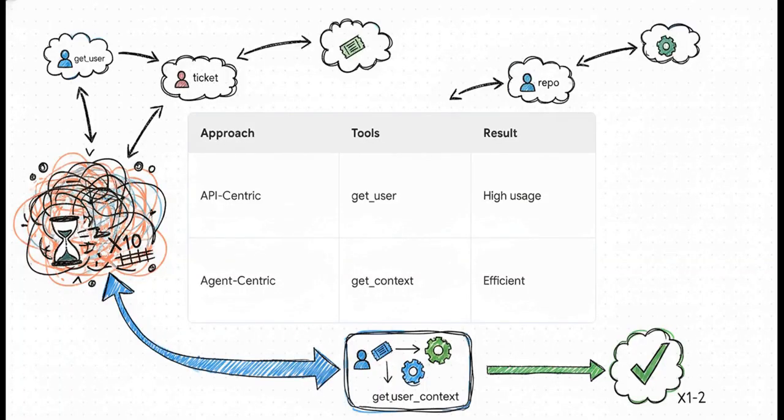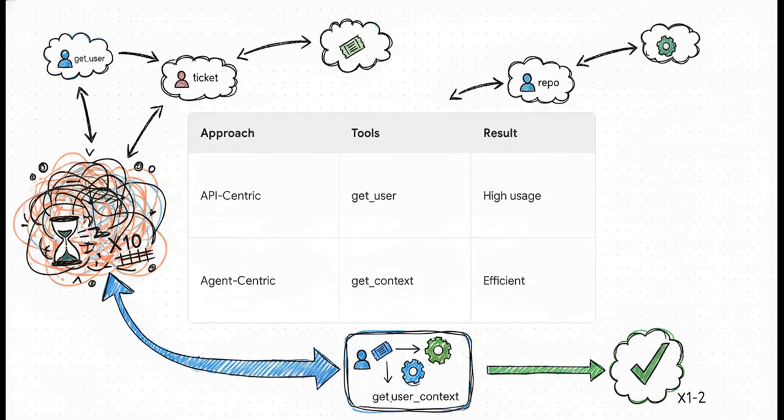If you take the old API-centric approach, you're basically wrapping every single tiny endpoint. Get user, get ticket, get repo. What happens? Your token usage goes through the roof, and the AI is sitting there wasting time making 10 or more separate tool calls just to answer one question.